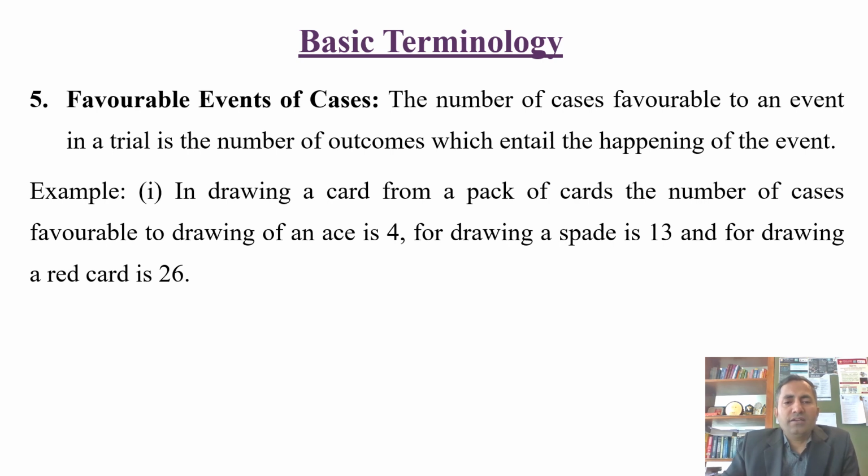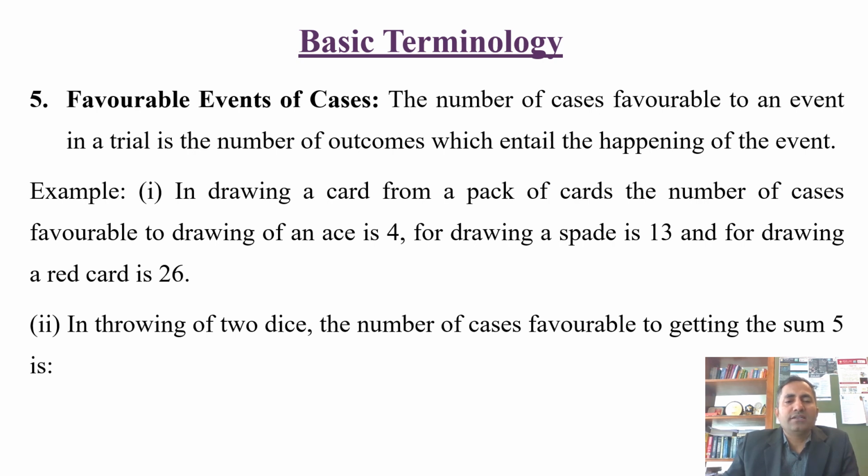In a draw of a card from a pack of cards, the number of cases favorable to drawing an ace is 4, the number of aces in the playing cards. Drawing a spade is 13, and drawing a red card is 26. In such a way, we can define the event. If you are throwing a dice and an even number comes out, so 2, 4, 6, the set of 2, 4, 6 is defined as an event or favorable outcomes.